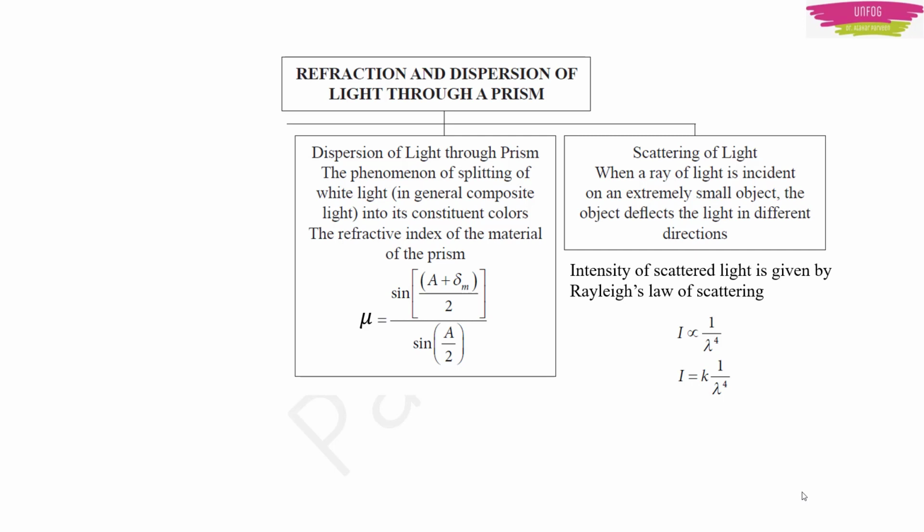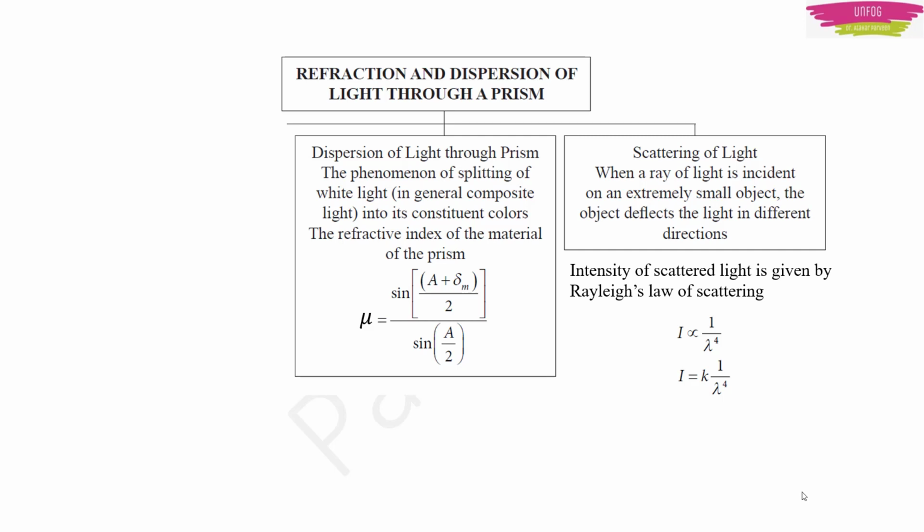He told that the intensity of the scattered light is inversely proportional to the 4th power of the wavelength of that light. If you remove the proportionality symbol, then you add one constant, K, the constant of proportionality. So the intensity is equal to K by lambda to the power 4. This can be asked as an MCQ.